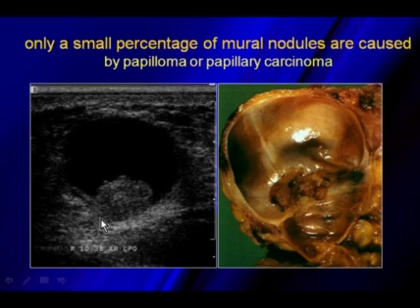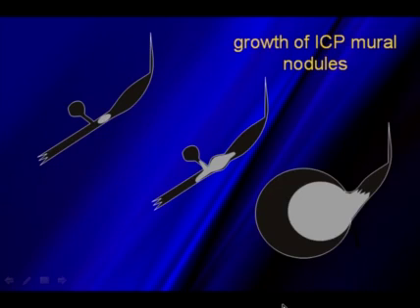So if you notice this lesion, we can see that it's microlobulated. If we look at the attachment to the wall, there's a little bit of extension coming out through here, so most likely this is going to be where the duct is coming in. But as I mentioned, only a small percentage of what appear to be mural nodules are caused by these solid nodules.